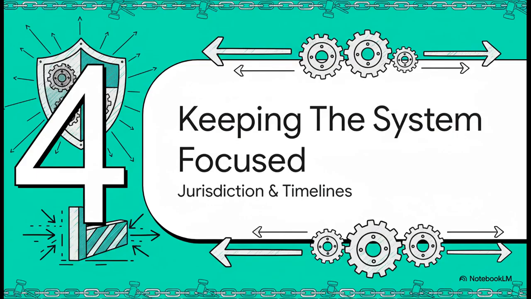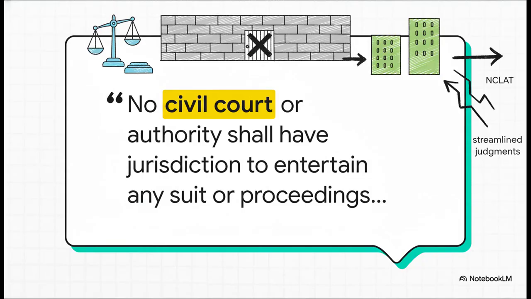So you've got this whole ladder structure, right? But for it to actually work, the system needs to be protected. It needs to be shielded from outside noise and internal delays. And the Insolvency Code has some really smart rules built right in to make sure that happens. Just listen to this. This is straight from Section 63 of the Code. It says, no civil court or authority shall have jurisdiction on any matter on which the NCLT or NCLAT has jurisdiction. What this does essentially is build a legal fortress around the insolvency process. It says to all the other regular civil courts, stay out. If it's an insolvency matter, only the NCLT and NCLAT can touch it. This is so important because it prevents chaos and conflicting decisions from different courts.